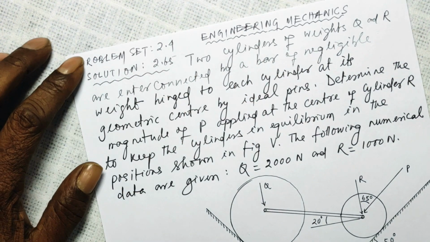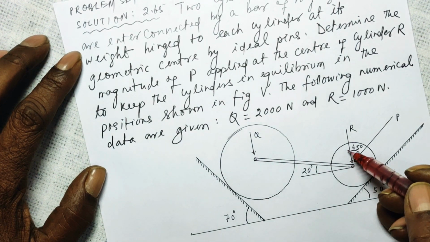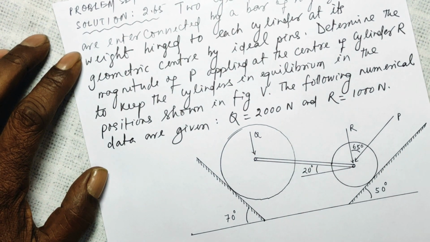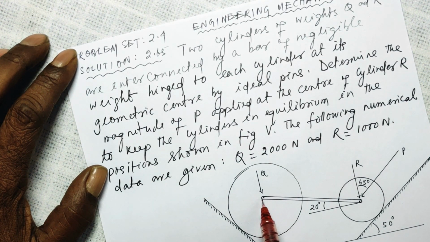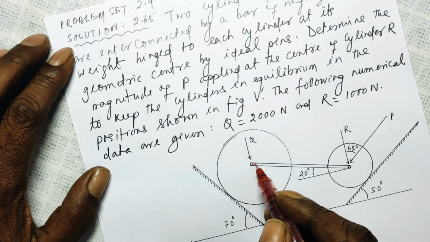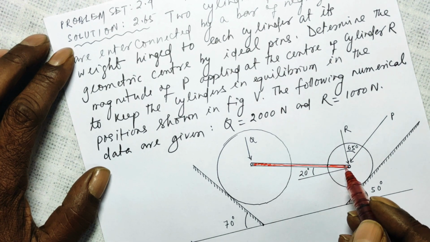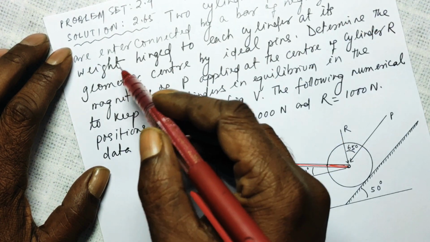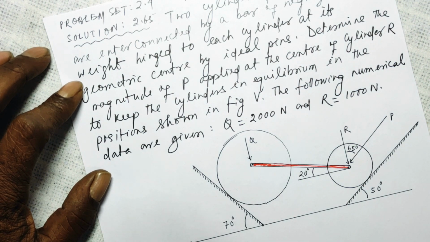Two cylinders of weight Q and R. These are two cylinders. Its weight is Q, its weight is R, vertically downward passing through the center of gravity. And these two cylinders are connected by a bar from here to here. This is a bar which is connecting the two cylinders, connected by a bar of negligible weight. Its weight is not neglected, so we will not consider.